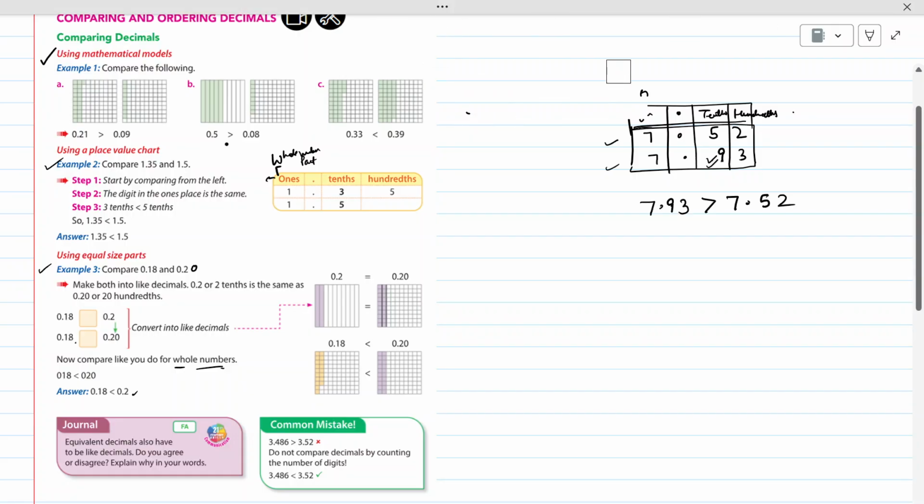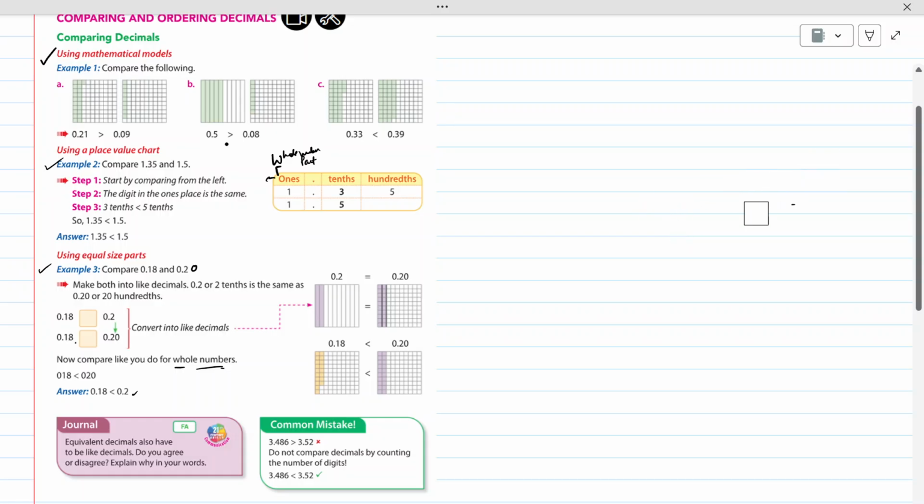Now let us see how we can do it easily. What is the best way? Kids, the best way I feel is using a place value chart, where making a chart is not necessary. Let's see. I'm taking two numbers here. One I'm taking 3.678, and another number I'm taking 3.172. Now let us compare these numbers.